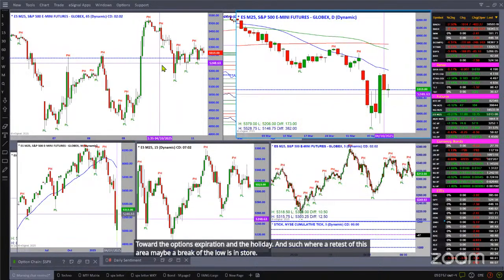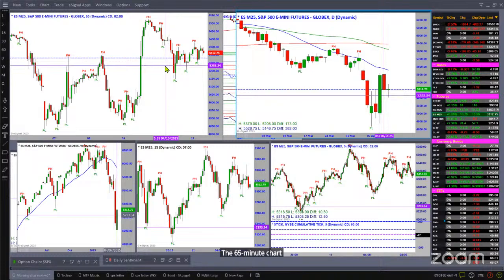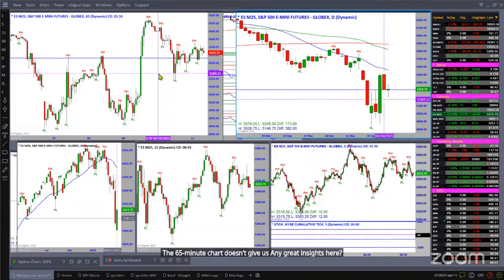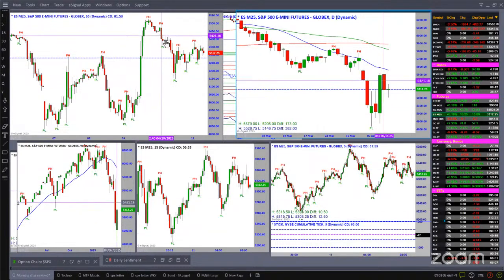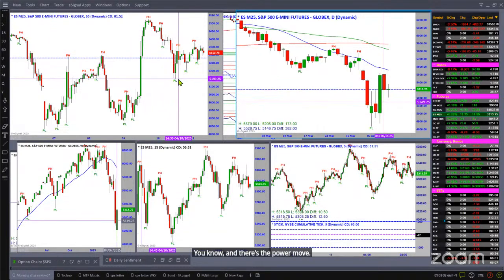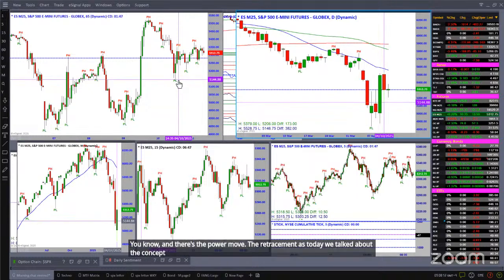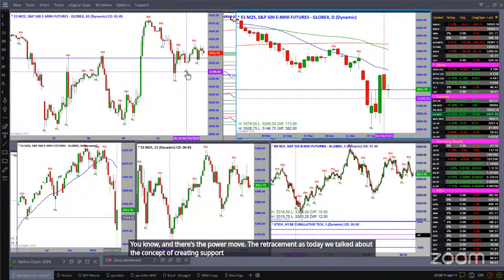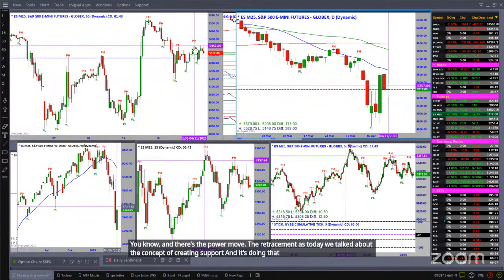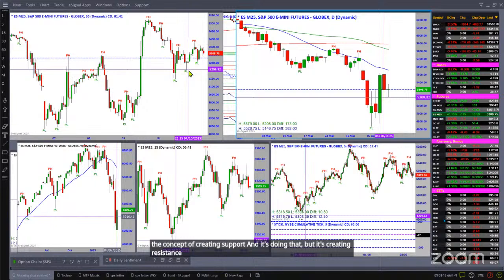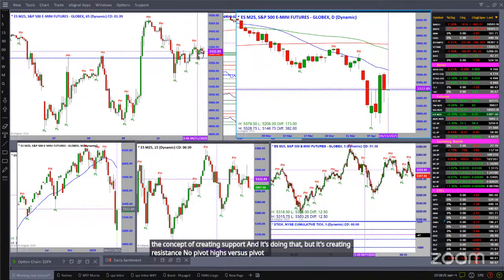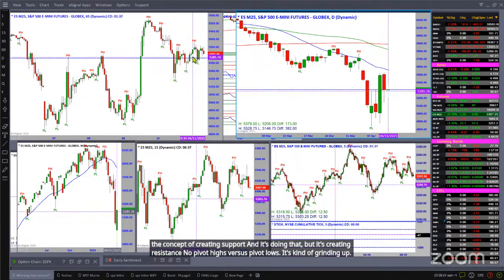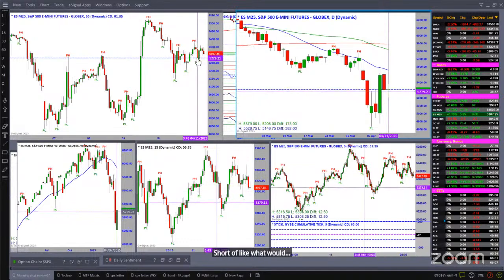The 65-minute chart doesn't give us any great insights here. And there's the power move, the retracement. Yesterday we talked about the concept of creating support, and it's doing that, but it's creating resistance. Pivot highs versus pivot lows. It's kind of grinding up, sort of like what would be referred to as a bear flag.